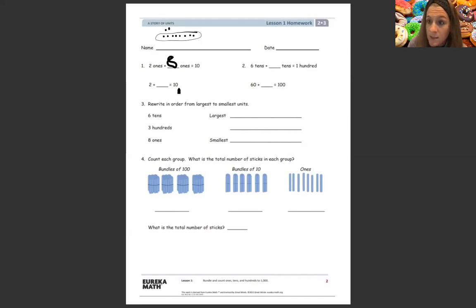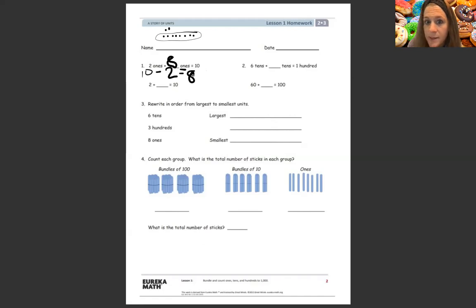Now another way that we can solve for it, if we don't use our fingers and we don't use dots or counters, we can also do the opposite. The opposite of addition is subtraction. So we would just work this completely backwards. So we would do 10 minus 2 equals, and then you guys would have to know 10 minus 2 equals 8.